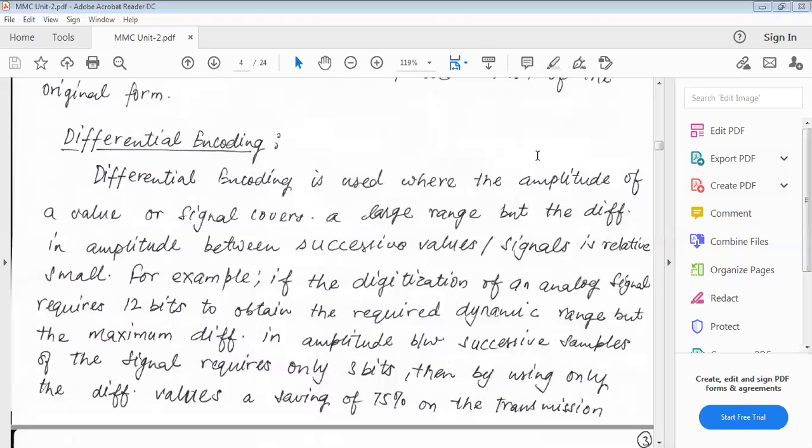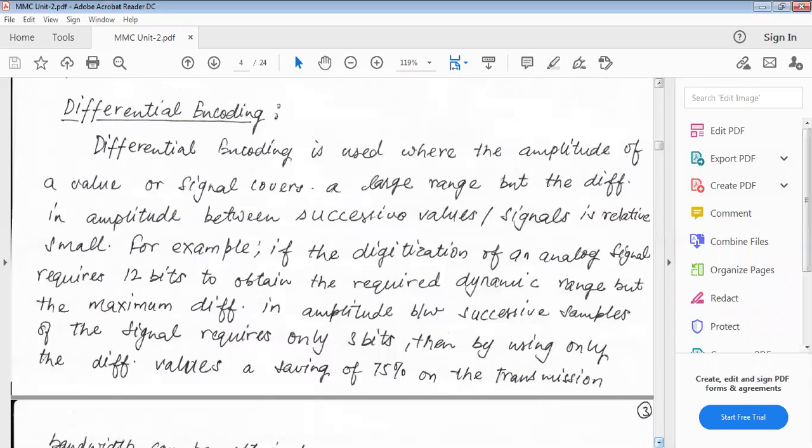Yes, sir. Okay, so I will tell you about differential encoding. What is differential encoding? Differential encoding is used where the amplitude of the value or signal covers a large range, but the difference in amplitude between successive values or signals is relatively small. As I said, in source encoding they exploit the property of the source information. Here the source information they use is the amplitude level. They exploit that particular property. That is called differential encoding.